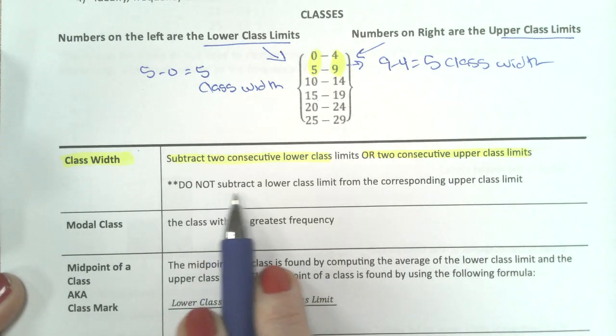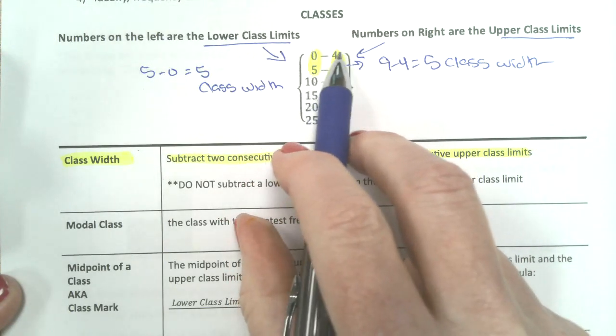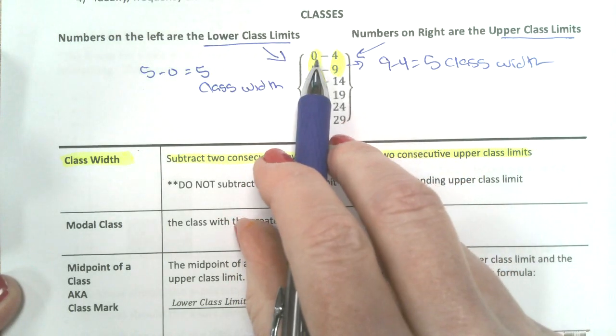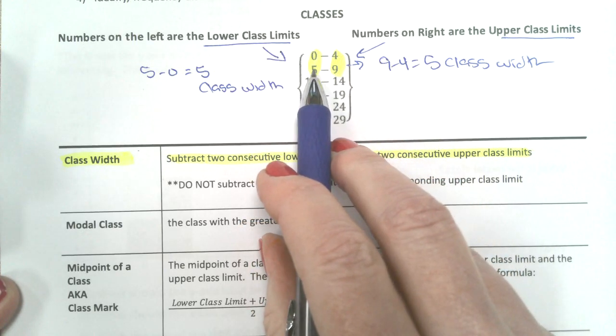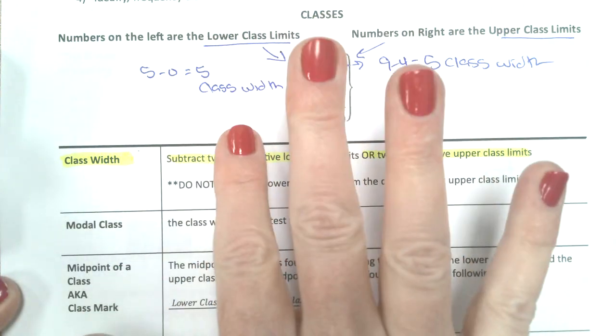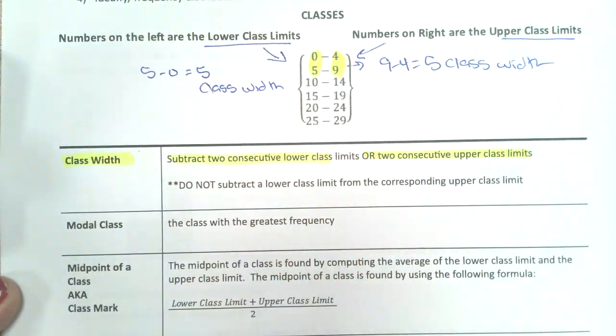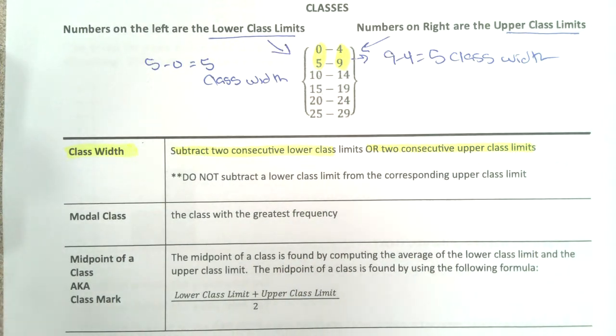You do not subtract a lower class limit from the corresponding upper. So right here, you cannot go 4 minus 0. You cannot go 9 minus 5. Because if you counted on your fingers, you would go 5, 6, 7, 8, 9, and there would actually be 5. The width is 5 in there. So that's why they recommend that you use the lower limits or the upper limits.